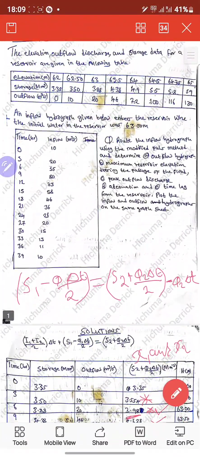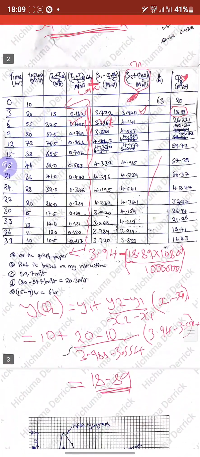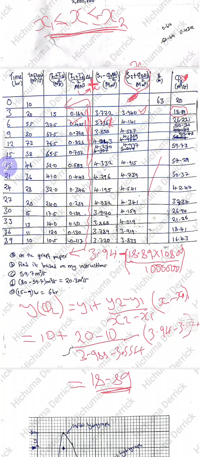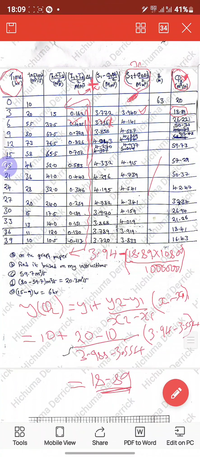Now question A, route the inflow hydrograph using the modified pulse method and determine the outflow hydrograph. So the outflow hydrograph, we have already done it, it is simply Q2 here against the time here. Okay, so you can plot these two. That's the inflow hydrograph. In fact, we're not even plotting, we have just established it. Now we have calculated it. We have Q2 and time, okay, time and Q2, sorry.